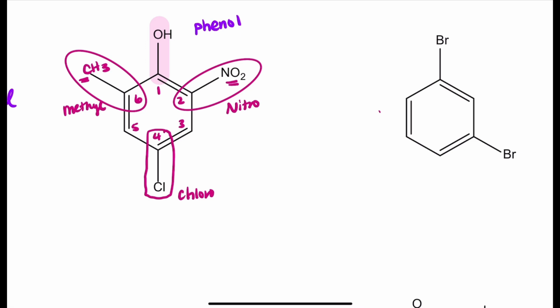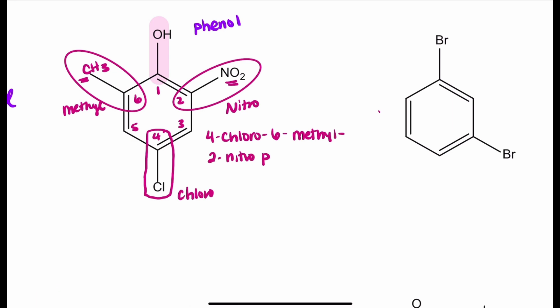So alphabetically, chloro comes first. So I have 4-chloro. Doing great with my iPad today. 6-methyl. Dash 2-nitro. Phenol.